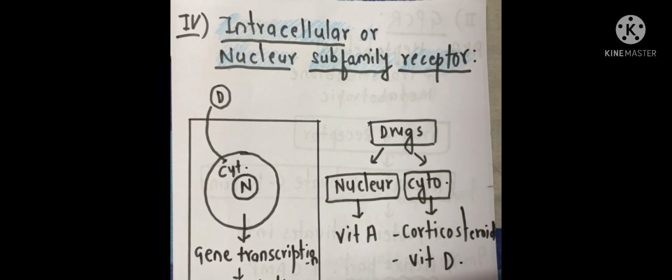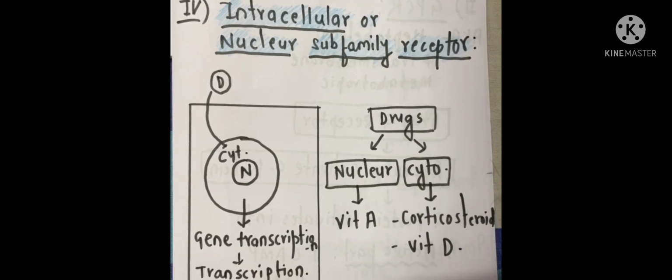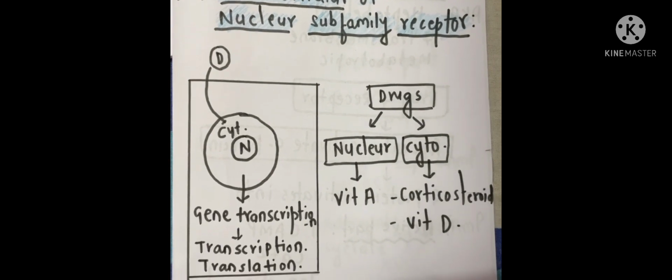This type of receptor works based on the gene transcription or translation process, or it interferes with the protein synthesis process. So we can say that this type of receptor takes a longer time to activate or to work as compared with the other receptors.